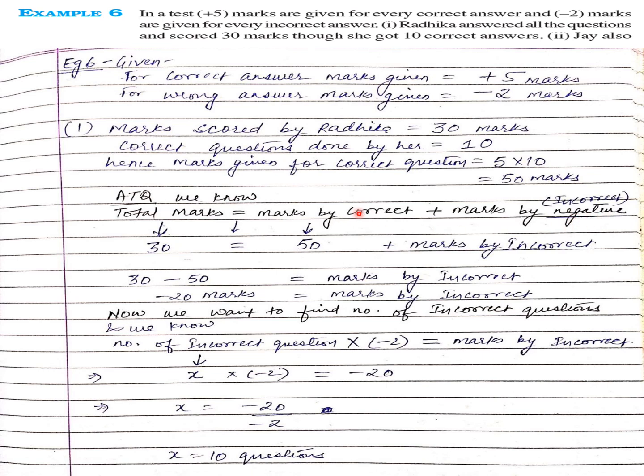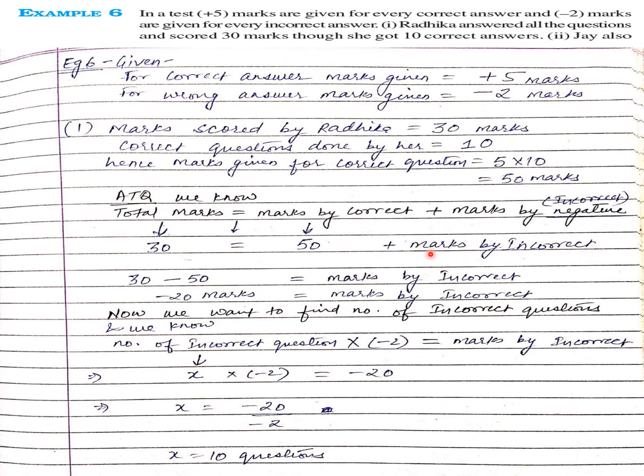These two marks when added only become total marks. The question has given us total marks as 30, which I have written over here. Then we have an equal to sign. Then the marks by correct answers we have found as 50, which I have written over here. Then we have a plus sign. Then we have this unknown term, which is marks by incorrect answers. This we have to find first of all.